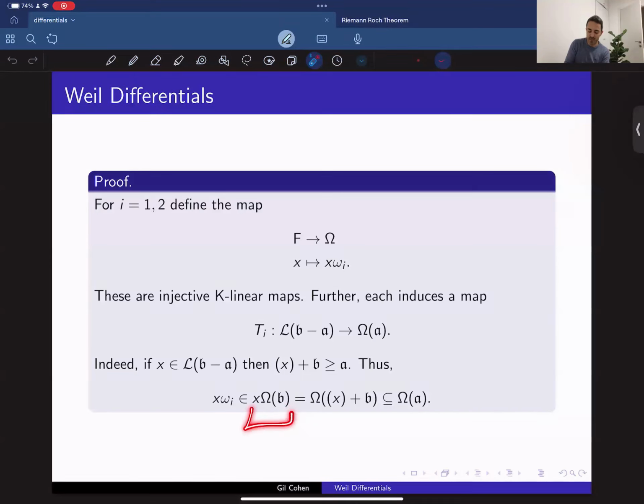set, but if you remember, this set is also a K-vector space. It's omega of B shifted by the principal divisor of x. That's one of the properties that we listed during the lecture. And because the principal divisor of x plus B is at least A, then omega reverses this direction, right? So omega of a bigger divisor is contained in omega of a smaller divisor, because the bigger the divisor, the more constraints you have. You have to vanish on a bigger set. And indeed, that's what we wanted, right? x times omega i is in omega of A. And this is for the two i's.